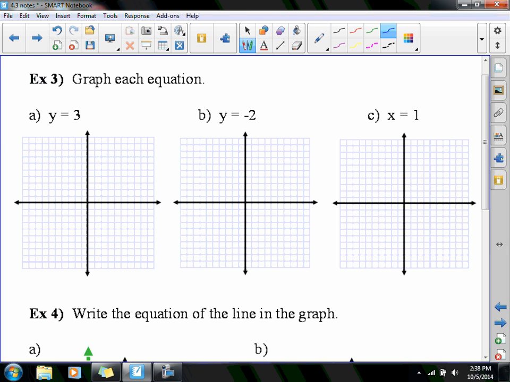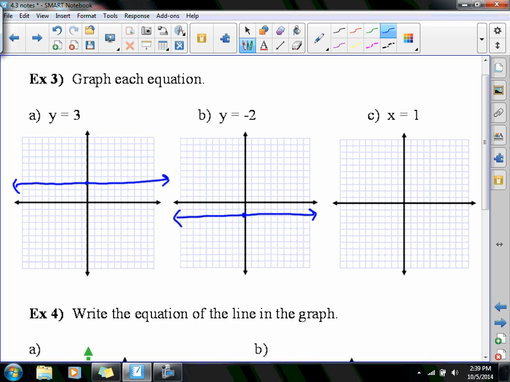So for part A and part B, we have y equals. So that means these are going to be horizontal. Y am I laid out? So we're going to be going left and right. So I want to go to 3 on the y-axis, and then I'm going to draw my horizontal line through that point and across the y-axis. So for part B, I'm going to go to negative 2, and then I'm going to draw my horizontal line going through that point and across the y-axis.